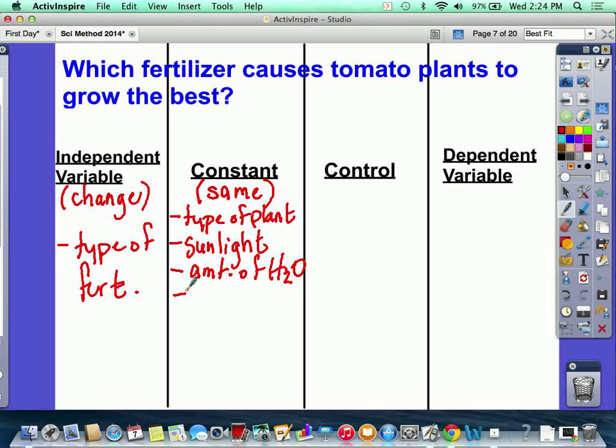Would y'all agree there's different types of soil? Yes. Some sandy, some clay-like, some dark, rich soil. So yeah, the type of soil. I agree. Add that to your list.